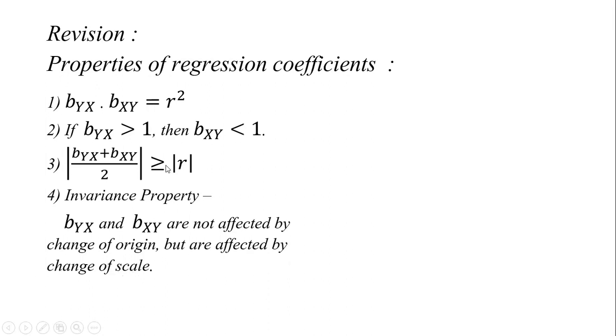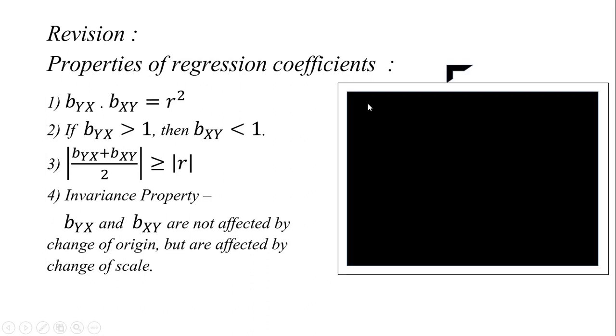Now we use these three properties to check whether the given data is consistent or not. If one of these properties is not satisfied, then we say that the data is inconsistent. So if the data is consistent, it will satisfy all these three properties. Now these are the points to remember by solving examples.